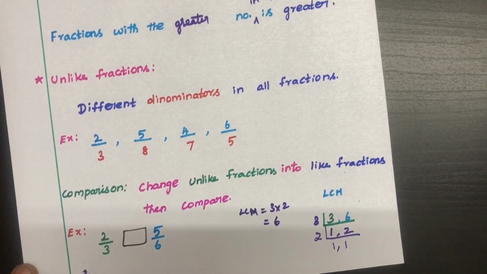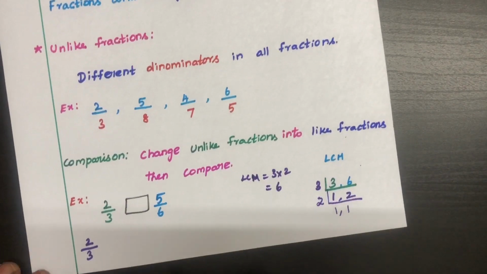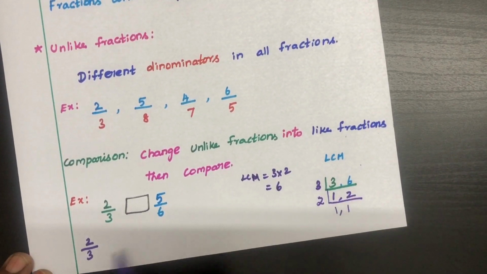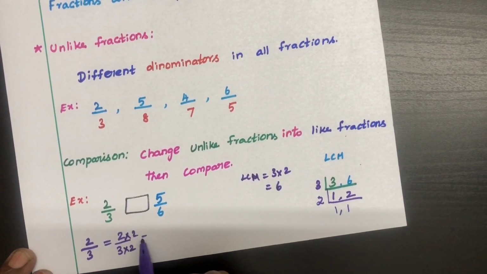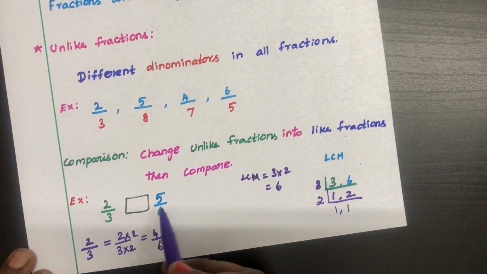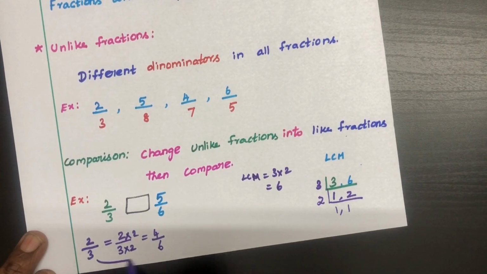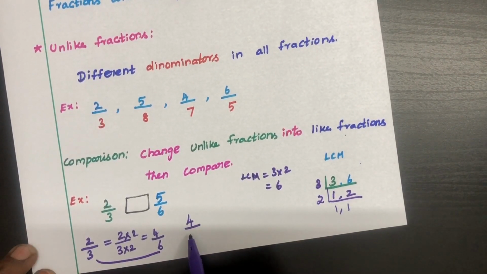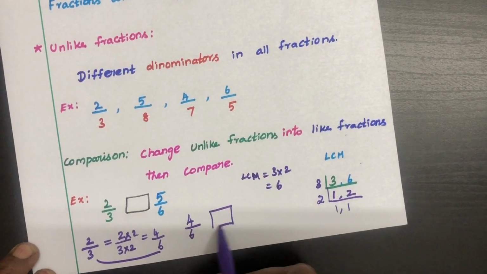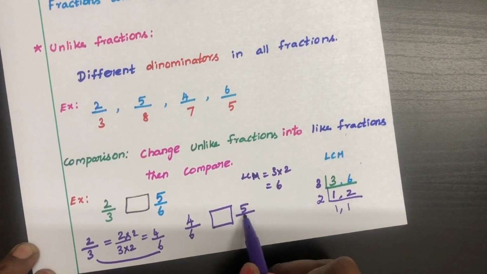How to convert 2 by 3? To make the denominator 6, we need to multiply the numerator and denominator by 2. This is equal to 4 by 6. For the second fraction, the denominator is already 6, so we need not worry about that. So 2 by 3 is equal to 4 by 6. Instead of 2 by 3, we can write 4 by 6, and then compare this with 5 by 6.